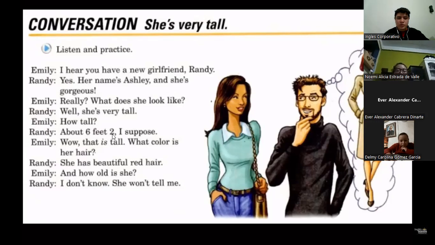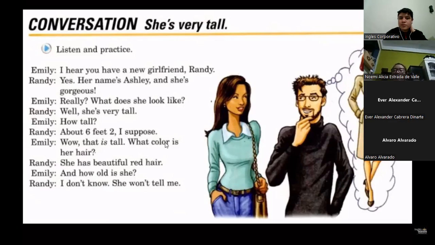Any other word that you don't understand? Girlfriend, esposa, verdad, teacher? Yeah, this one, girlfriend, is novia, okay? My new girlfriend, novia. Esposa is wife. Okay, very nice. Another word, guys?